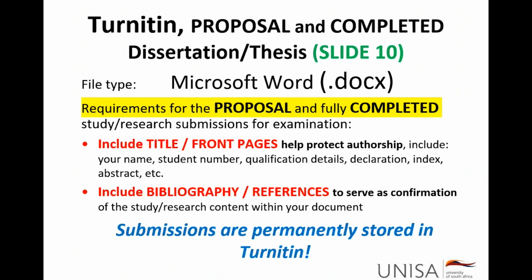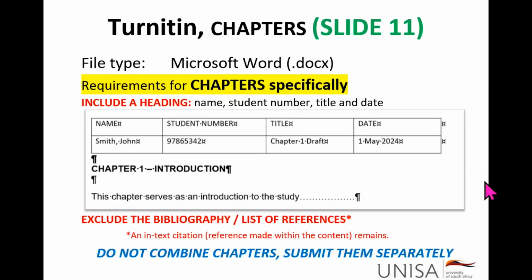So everything just as it is going to be reviewed and to see whether you met the certain academic requirements to proceed with your work. And then that is for your proposal. And at the end, we have your completed submission. Again, we require all of the title pages as well as the bibliography and the reference list. But this is then again right at the end of your study or research when you finalize your work for examination.